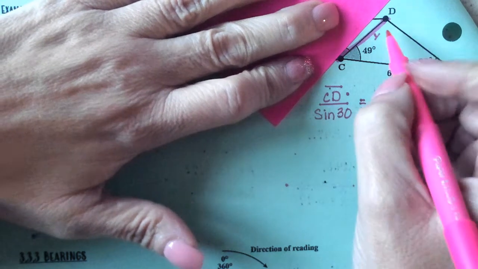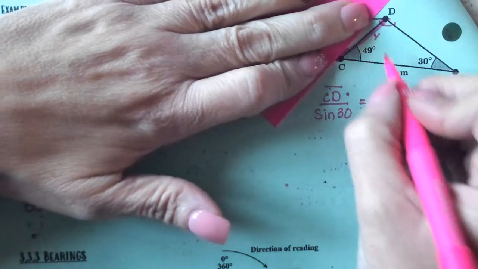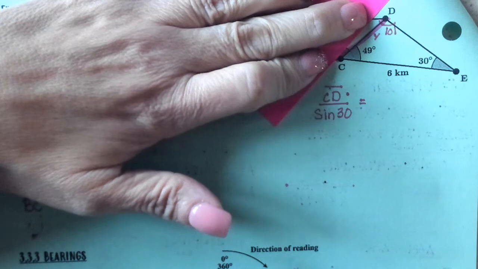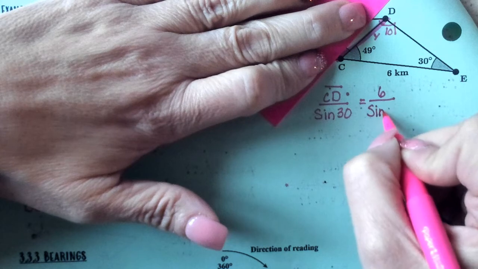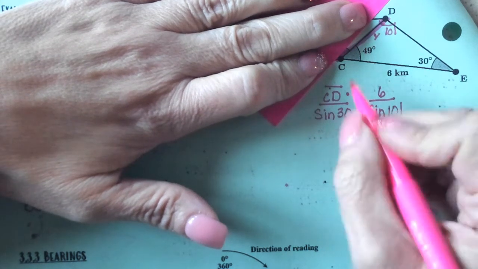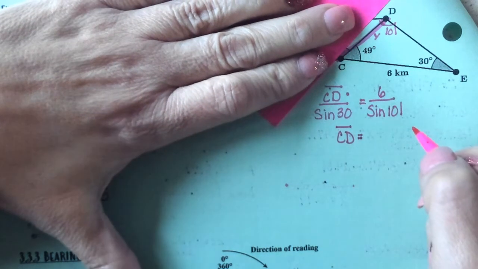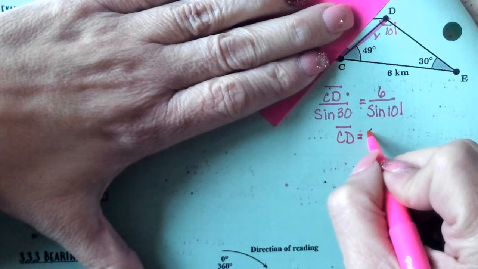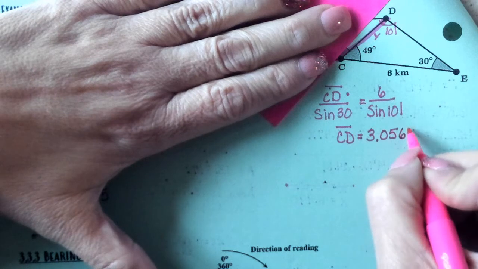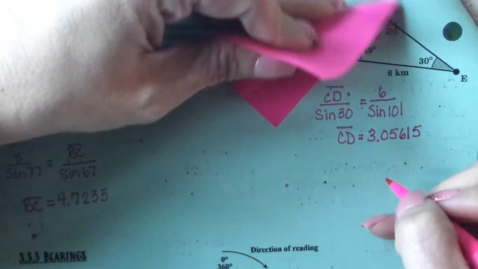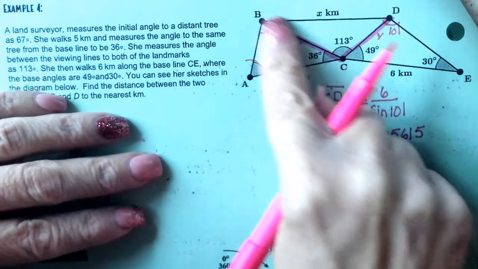equals, do I know this angle right here? Well, I can sure figure it out. 49 and 30, subtract it from 180, it's going to be 101. So I could do 6 over sine of 101. Cross multiply all that. I ended up getting 3.05615. Okay, so I know a lot of information now.